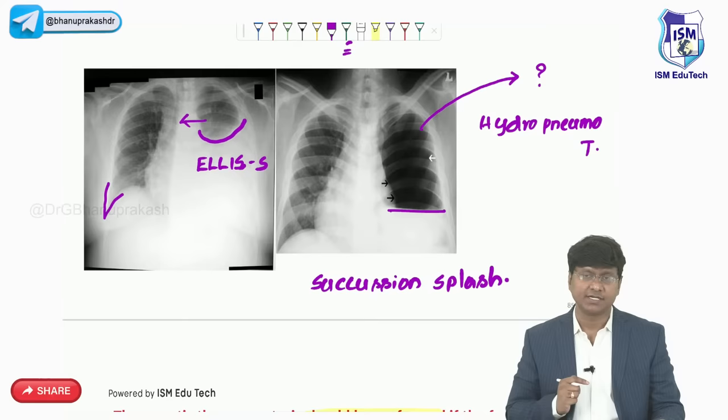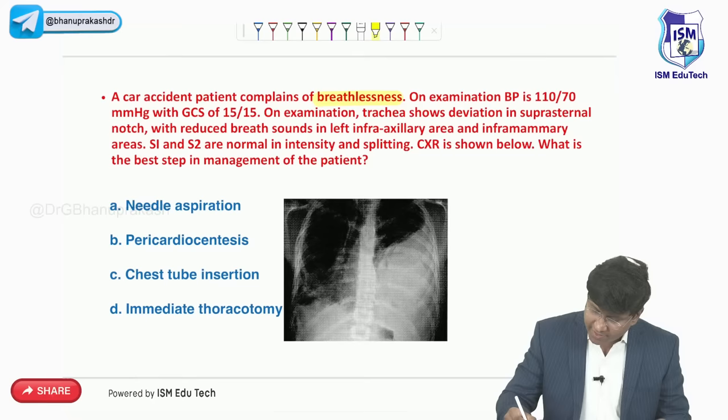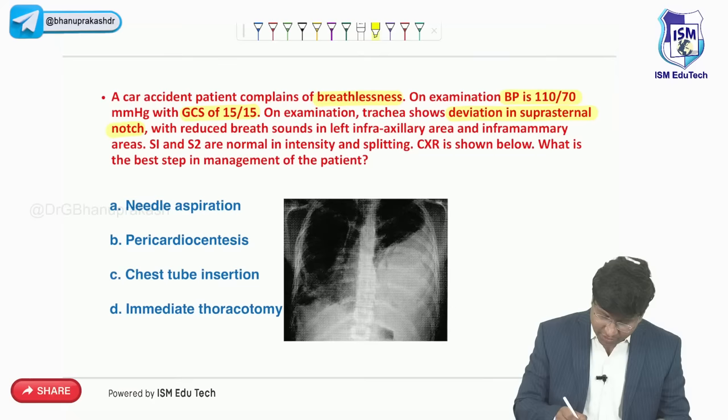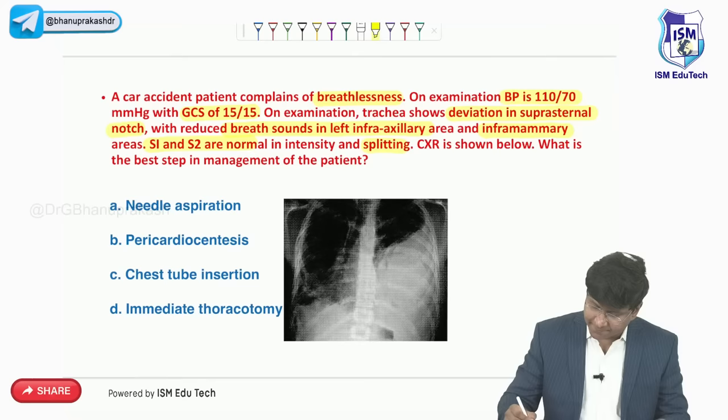Okay. Now, another important quick clinical scenario. A car accident patient complains of breathlessness. On examination, blood pressure is 110 by 70. GCS is 15 by 15. The trachea shows deviation in the suprasternal notch and there are reduced breath sounds in the left infraaxillary and inframammary areas. First and second heart sounds are normal in intensity and splitting. The chest x-ray is shown below. What is the best step in the management of this patient?